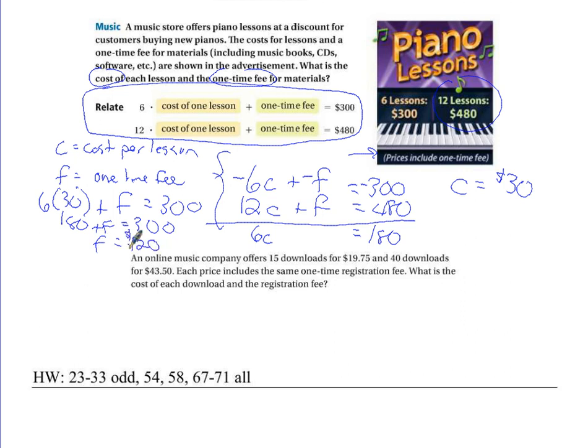This is a story problem, so I need to answer this in terms of the problem. Each lesson is $30, and the one-time fee, or the materials, are $120. There's your answer.